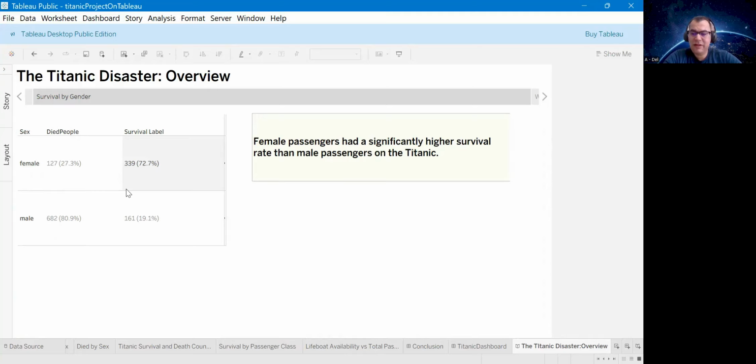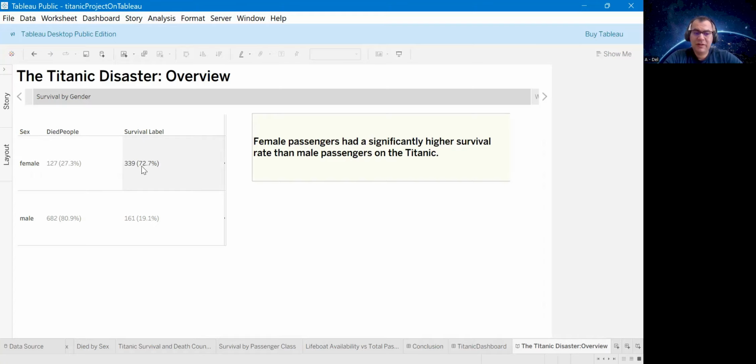This result is connected to the evacuation rules that prioritized women and children first. Because of this policy, many women were able to board lifeboats before men.